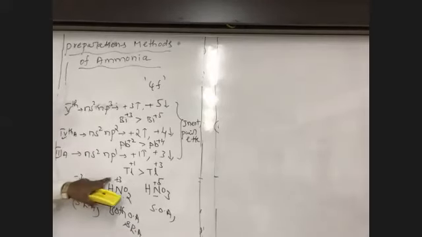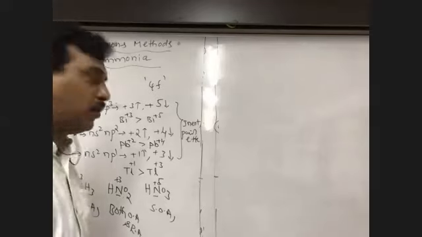The +3 state is in between -3 and +5, that is, in between the maximum and minimum. Therefore, this one acts as both an oxidizing and a reducing agent.